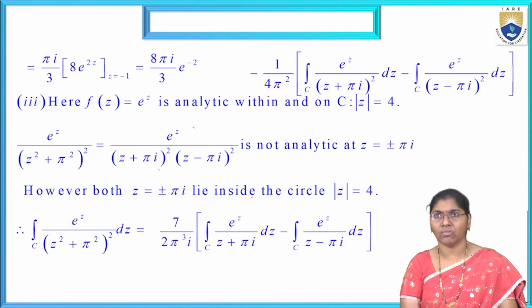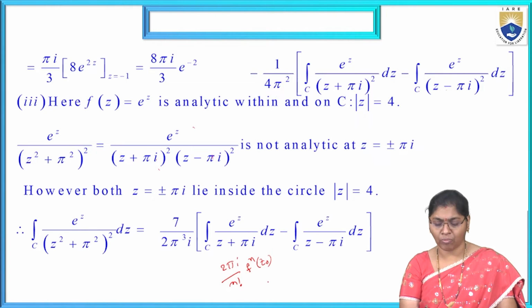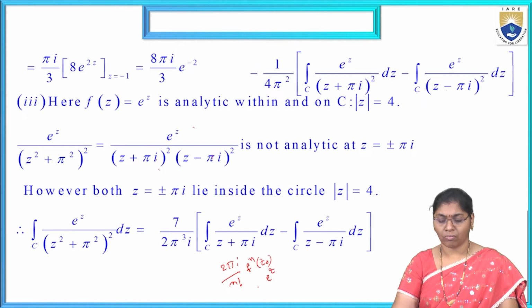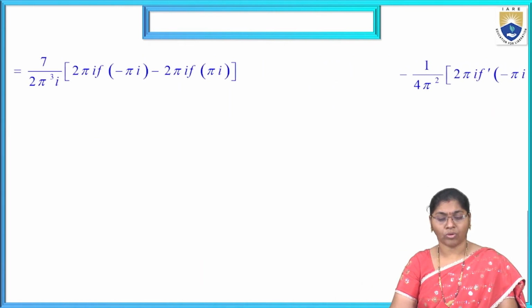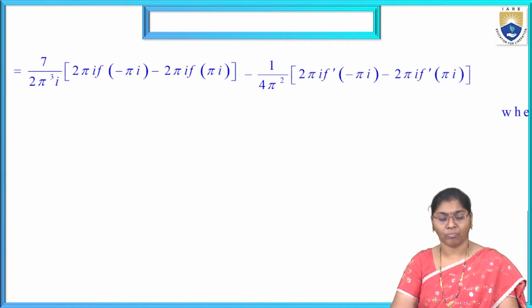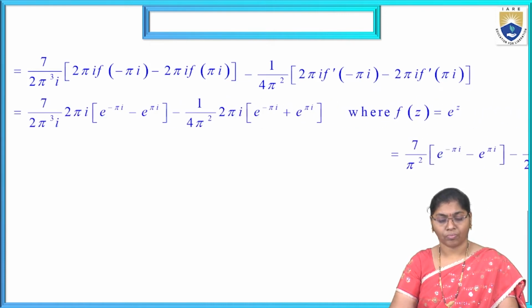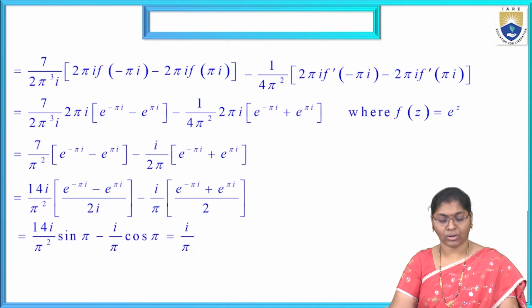Now the final solution is 7 by 2 pi cube I into the integral over c of e power z by z. This is substitution. Cauchy's formula is 2 pi I by n factorial into f power n of z naught. Here n is nothing but the square, that is 1. That means e power z as it is, and the remaining. Similarly, that also. Now substituting each and every term, each and every step, that is the final solution.